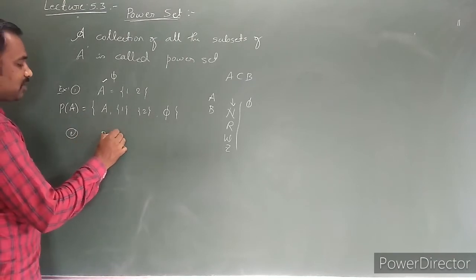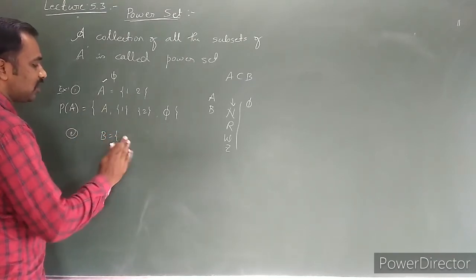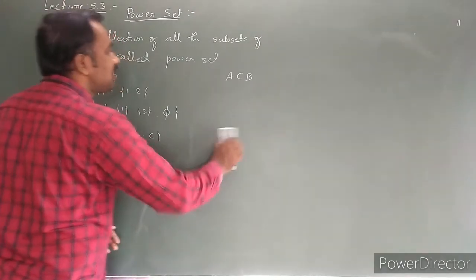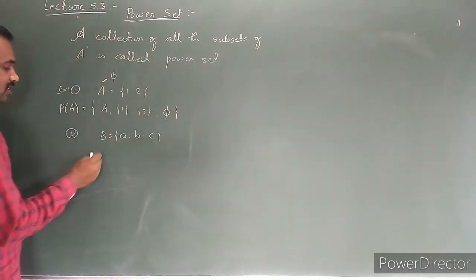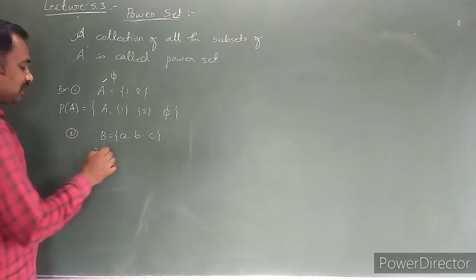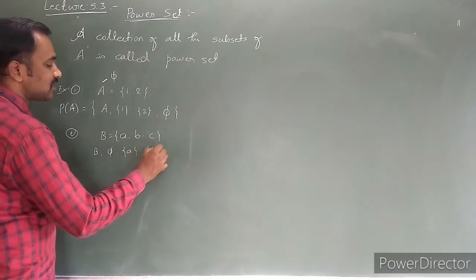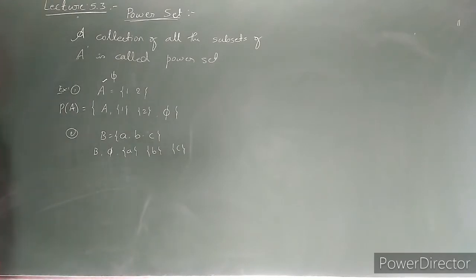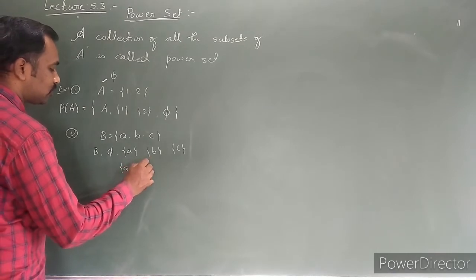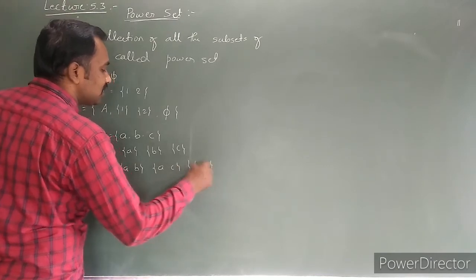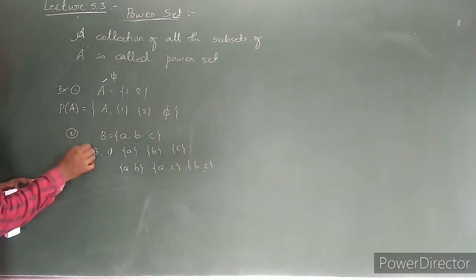Second example. Suppose the set B contains the elements 1, 2, 3, or else I just take the elements A, B, C. Suppose the set B contains the elements A, B, C. In that case, what are the subsets? B is a subset of itself, and the null set is also a subset. Next, singleton set A, singleton set B, and singleton set C. Then the remaining, two-element sets: A comma B, A comma C, and B comma C. These are all the subsets of the given set.